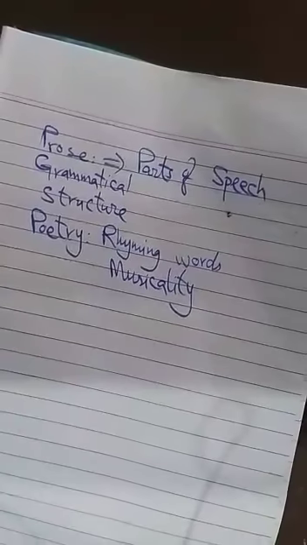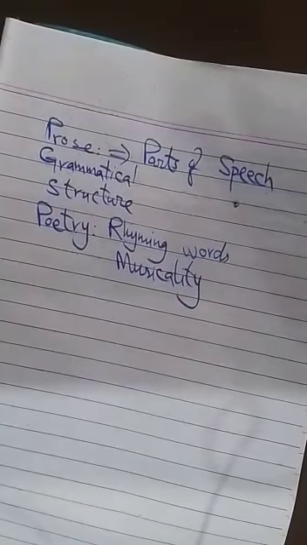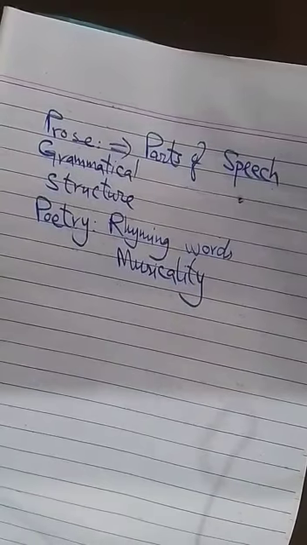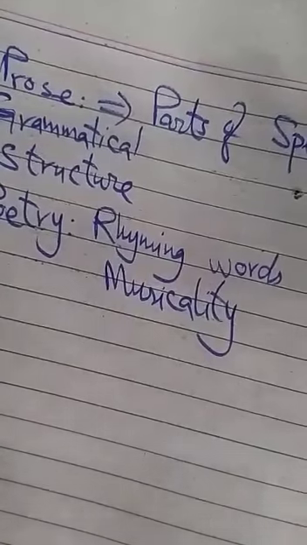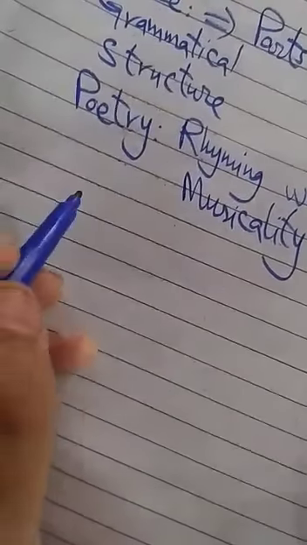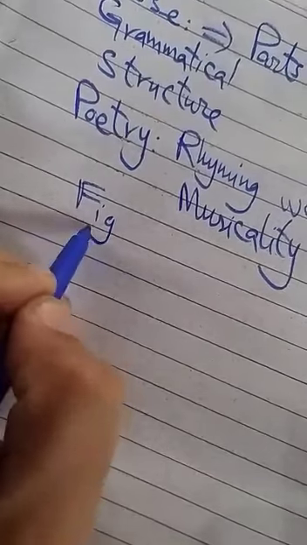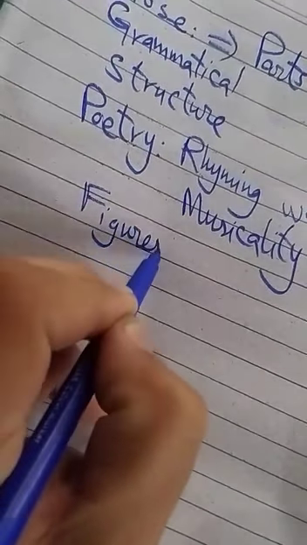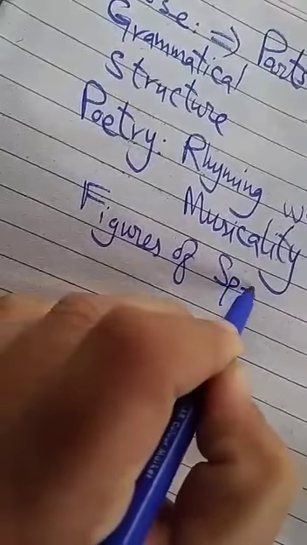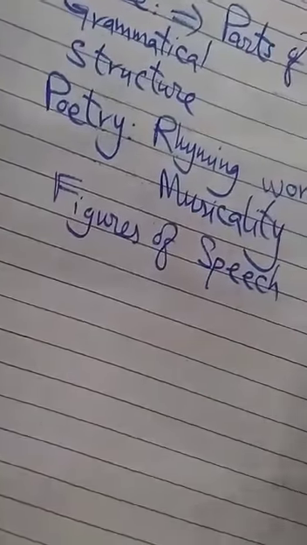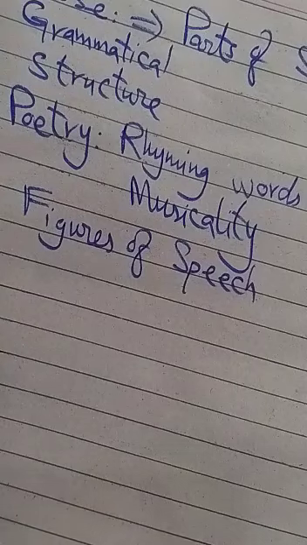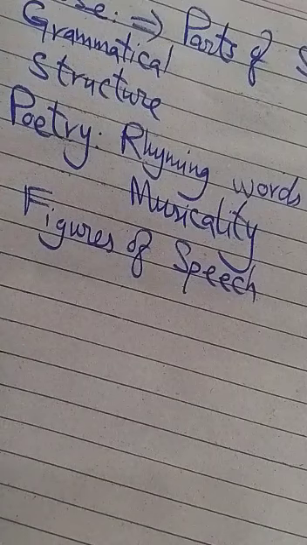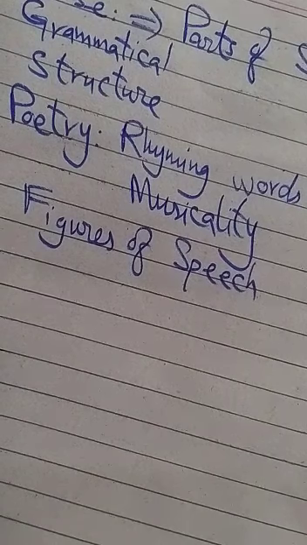Parts of speech and grammatical structure are used in prose, but in poetry rhyming scheme is there and musicality. And one thing more, very important, figures of speech are used here, which we say figurative language. You often see these things in poetry like metaphor, simile, personification, alliteration, imagery, etc. All these are called figures of speech.